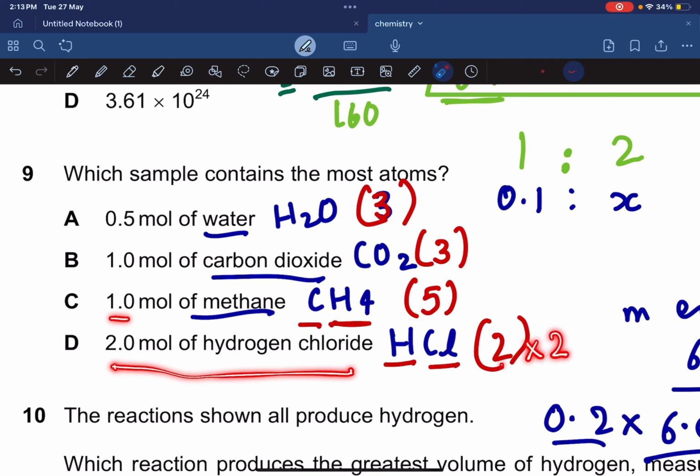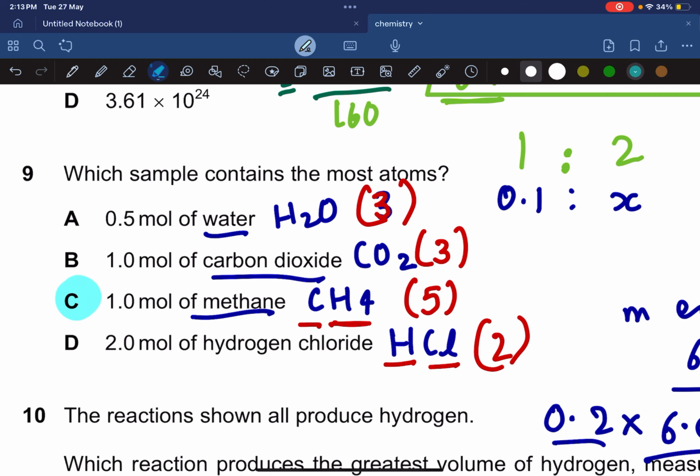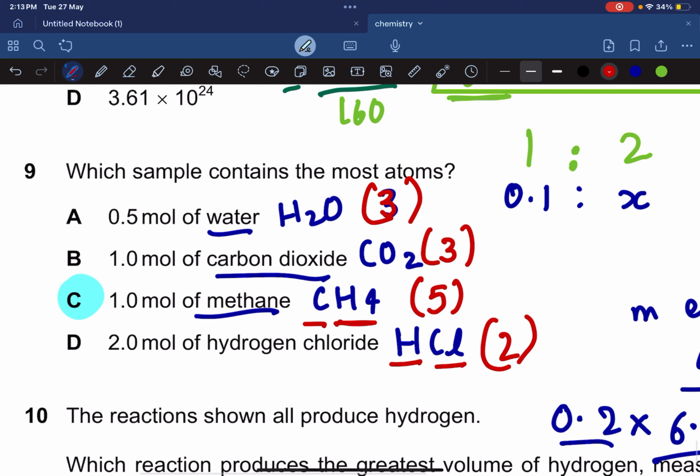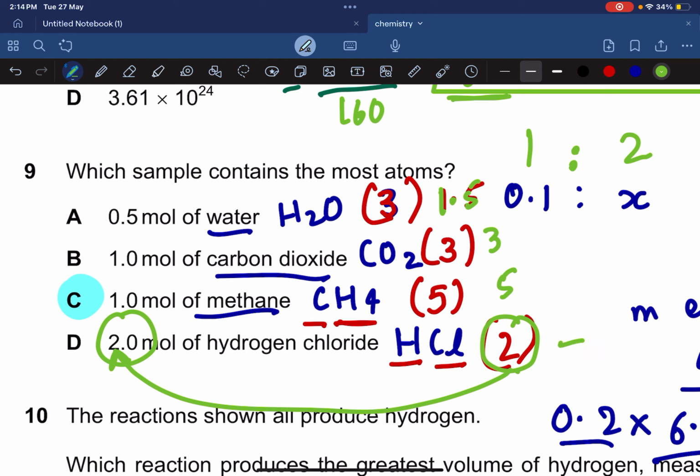So 2 times 2 is going to be 4, which is still less than 5. So 5 is going to be the greatest number of atoms you have. What you do is simply multiply the number of atoms by the number of moles. 3 multiplied by 0.5 gives me 1.5. 3 multiplied by 1 gives me 3. 5 multiplied by 1 gives me 5. 2 multiplied by 2 gives me 4. The highest number is 5, so that is going to be my answer.